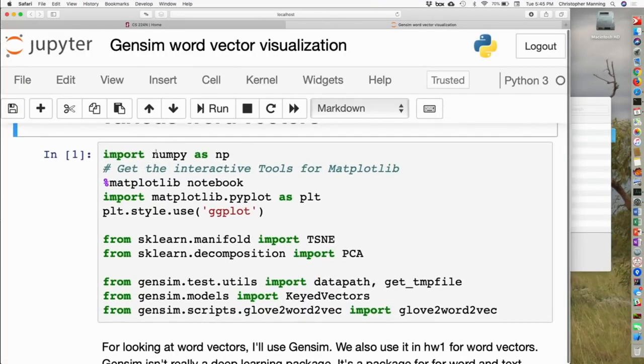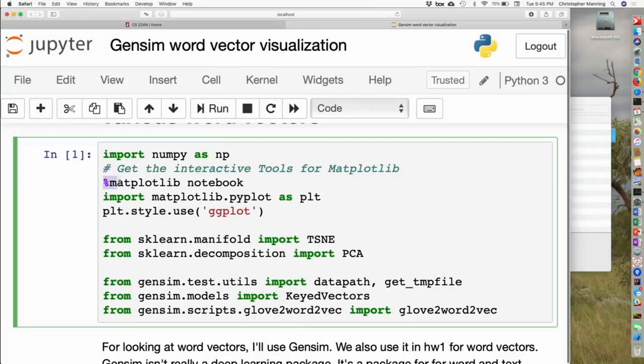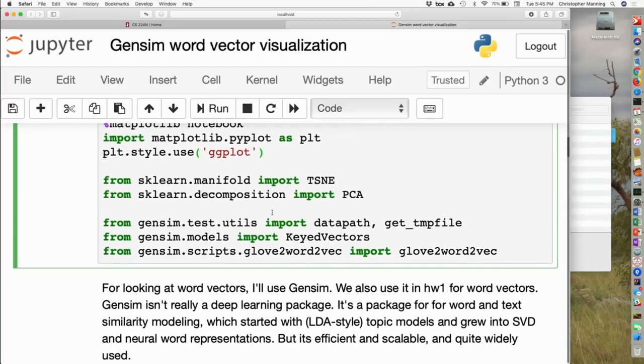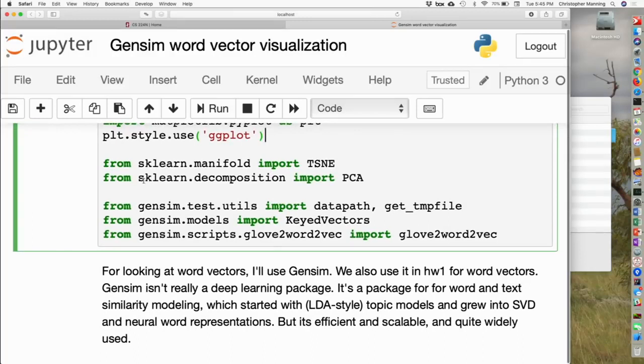NumPy is the sort of do-math package in Python. You'll want to know about that if you don't know about it. Matplotlib is one of the most basic graphing packages. If you don't know about that, you're going to want to know about it. This is sort of an IPython or Jupyter special that lets you have an interactive matplotlib inside. And if you want to get fancy, you can play with your graphics styles. So there's that. Scikit-learn is a general machine learning package. Gensim isn't a deep learning package.